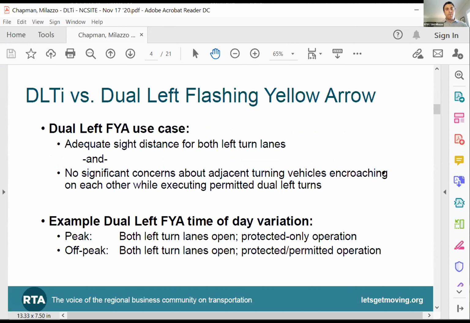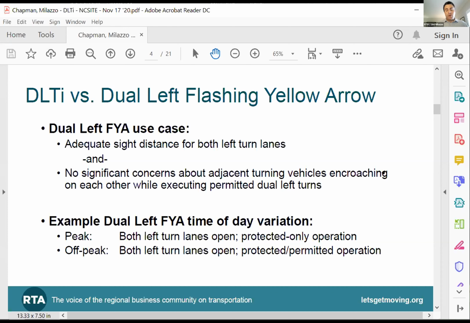So if you think about the swept paths or the vehicle paths, you'd want to feel confident as the engineer that that's not an issue. And if both of those things are present, then a dual left flashing yellow arrow could be a very appropriate solution. Another thing to mention is time of day can be a part of that.